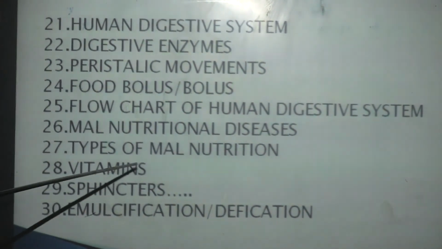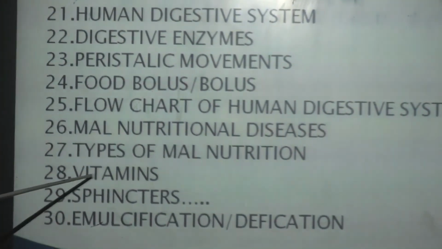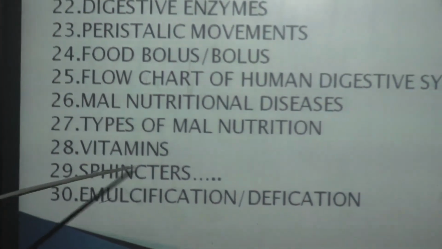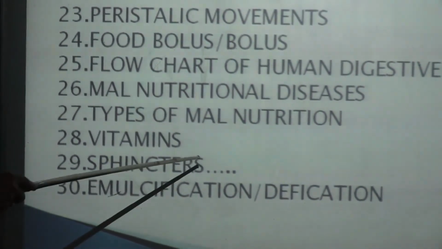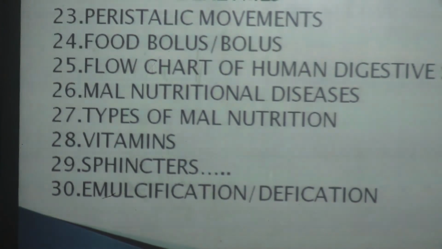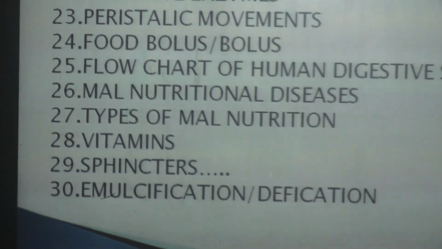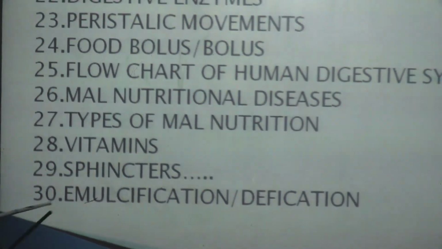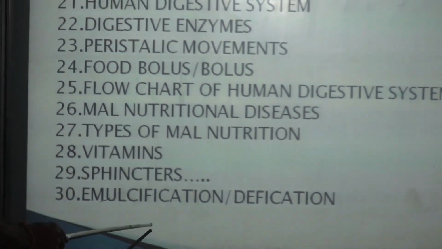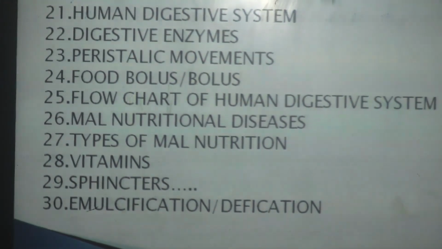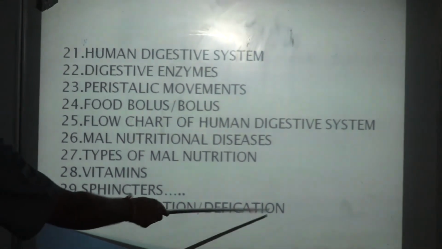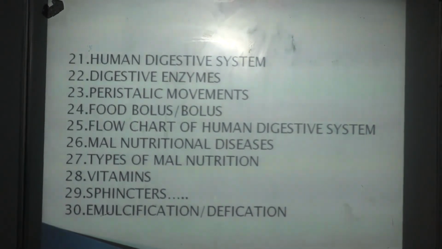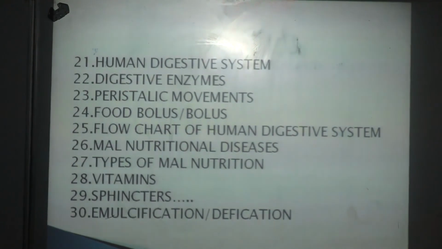And then you have a table that is confined to vitamins. From that table we are getting 2 marks. And there are sphincters. Sphincters are 3 in the digestive system. One is the cardiac sphincter, another one is the pyloric sphincter, and the last one is the anal sphincter. Then the next one is emulsification. Digestion of fats is called emulsification. And last but not least, defecation: converting the undigested food materials into stool or waste material is called defecation.